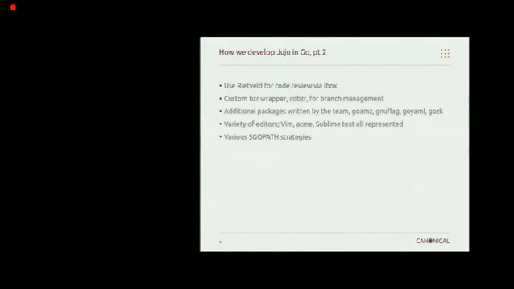A variety of editors, pretty much everything from Sublime Text. We've got two guys who use Acme, Vim, they're all well represented, and a variety of GoPath strategies as well. Like I just have one GoPath. I know Frank has one for Juju and one for his third-party code, which is higher in precedence. I know William doesn't bother with any of that nonsense. He doesn't bother with Bazaar either, and just moves branches into the right spot. I don't know if he still does that.